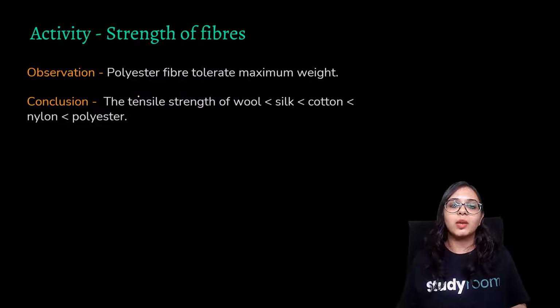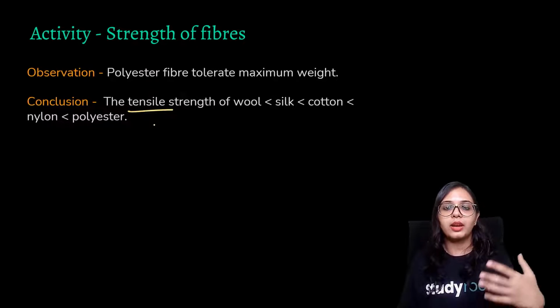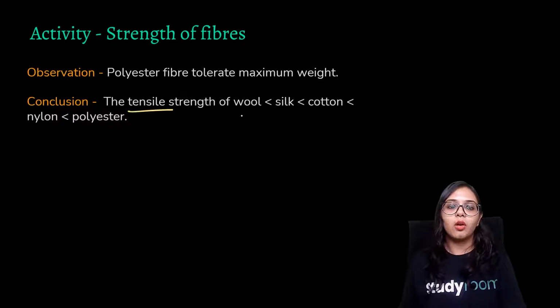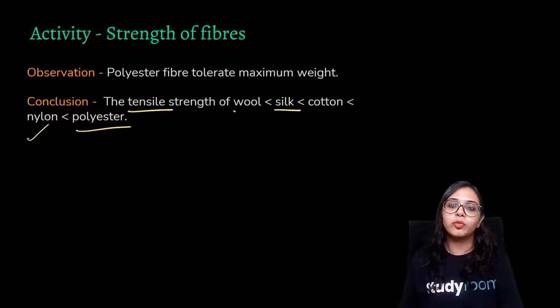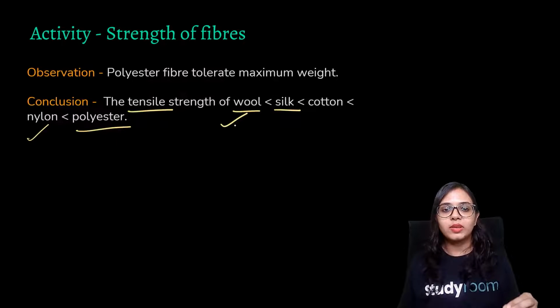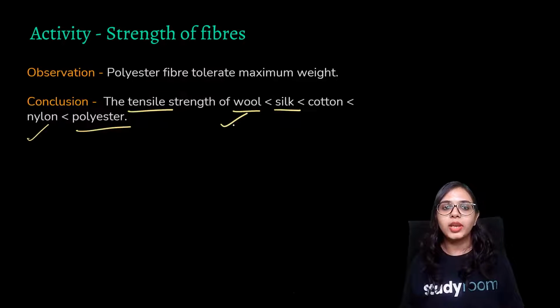The observation is that polyester fiber tolerates the maximum weight. The tensile strength means the strength up to which the thread holds when different weights are supplied. You have to check when that particular thread is breaking. So the tensile strength of polyester was found to be the highest. Then you have nylon, then cotton, then silk, and then wool. So the tensile strength of wool is the lowest. The wool thread must have snapped very easily when weight was supplied, but polyester was the hardest to break, and then came nylon.